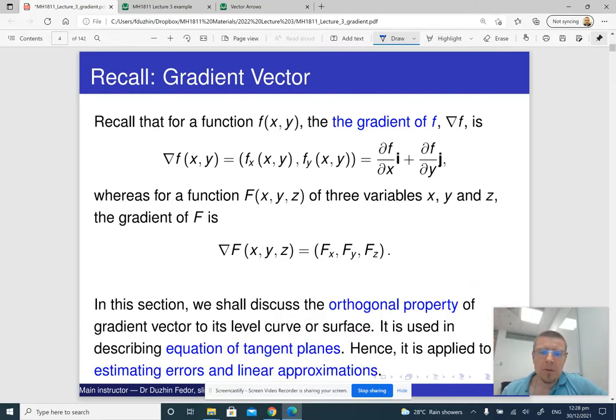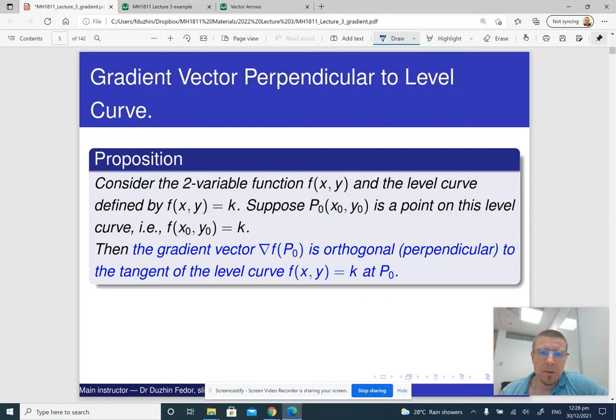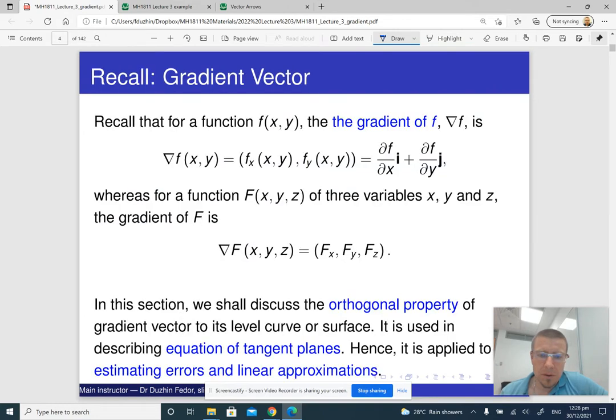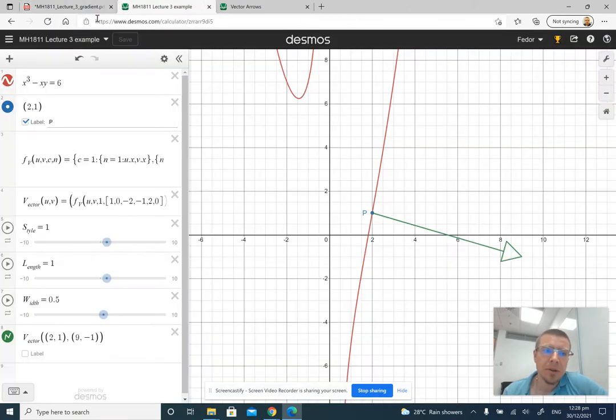Now, in this section we are going to discuss the property that the gradient vector is always perpendicular to the corresponding level curve, or in the next section, a level surface instead. Let me explain what it means first. Let me use this example. Let me hide everything here. I'm going to use the same function.